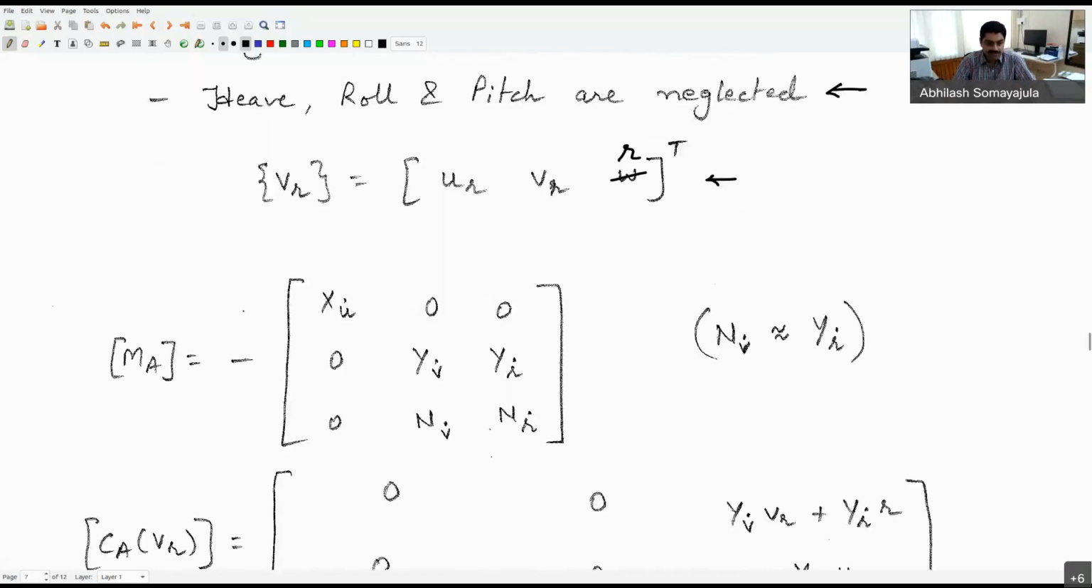And then you have your added mass matrix as X_u dot, 0, 0, 0, Y_v dot, Y_r dot, N_v dot, N_r dot. You notice that the surge mode is decoupled from the other modes, and we discussed this idea that due to the port-starboard symmetry, you don't expect anything happening in the surge to affect the yaw and the sway.